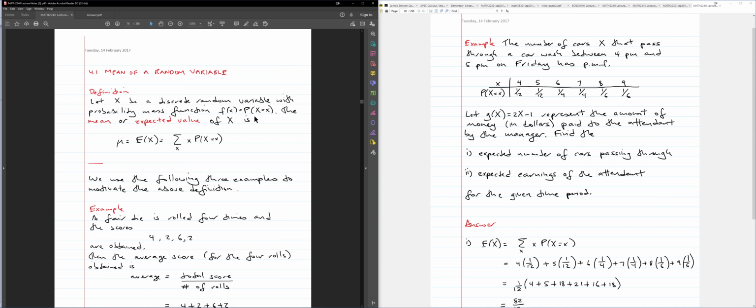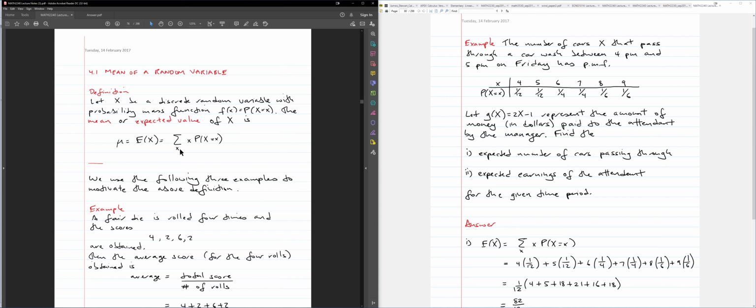your probability mass function for a discrete random variable is either given by a formula or as a table like this. So if I have a probability mass function for a discrete random variable, the expected value of the random variable X is denoted as E of X, also denoted as mu. It is this sum over here.